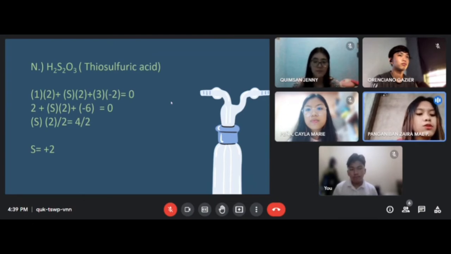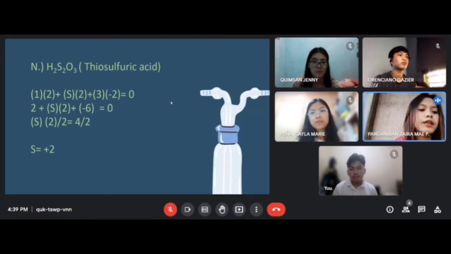Then, cancel lang yung sulfur. Tapos, 4 divided by 2 is equals to positive 2. Then, we have positive 2 for sulfur. Upon checking, magiging neutral na po yung ating thiosulfuric acid.